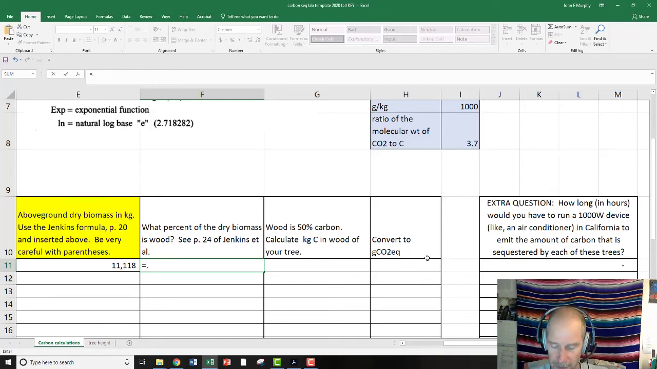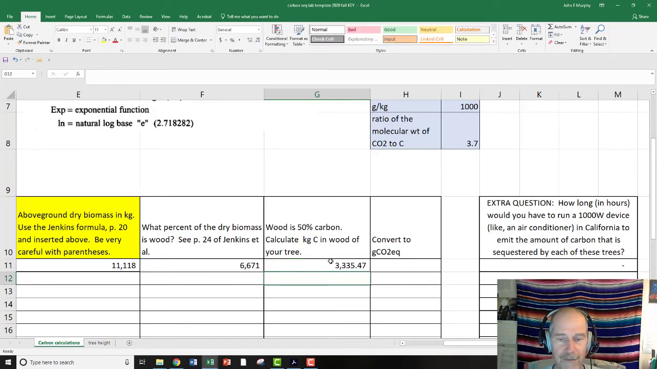Equals 0.6, 60% times this. That's the above ground dry biomass. Makes sense. Wood is 50% carbon. I just looked it up. So that equals 0.5 times this. Boom. And that's about right.